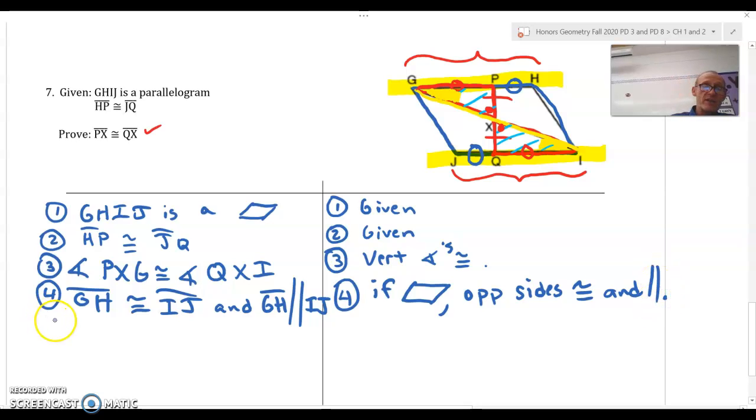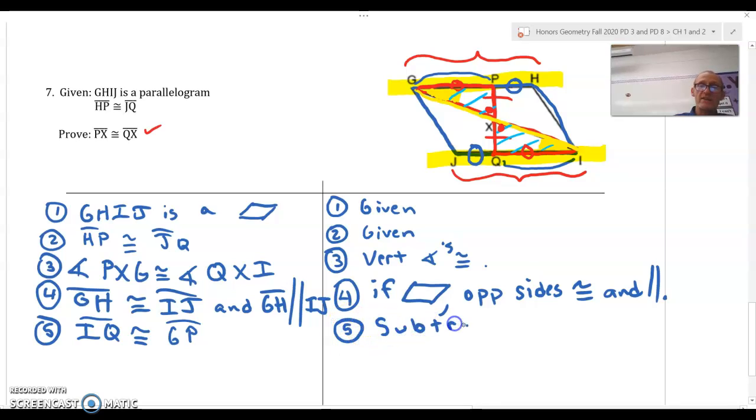So, all right, now we can say a couple of things. We can get these two sides congruent by subtraction. So those two segments. So that is IQ is congruent to PG or GP. All right, and that is subtraction. We are working to get the triangles congruent. That is subtraction.